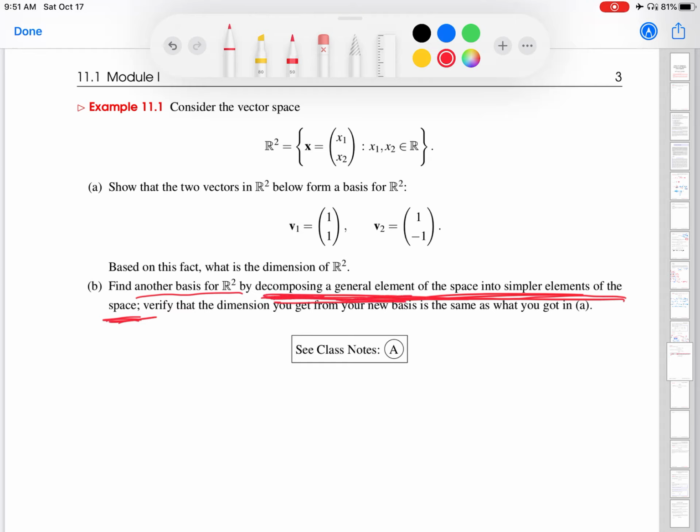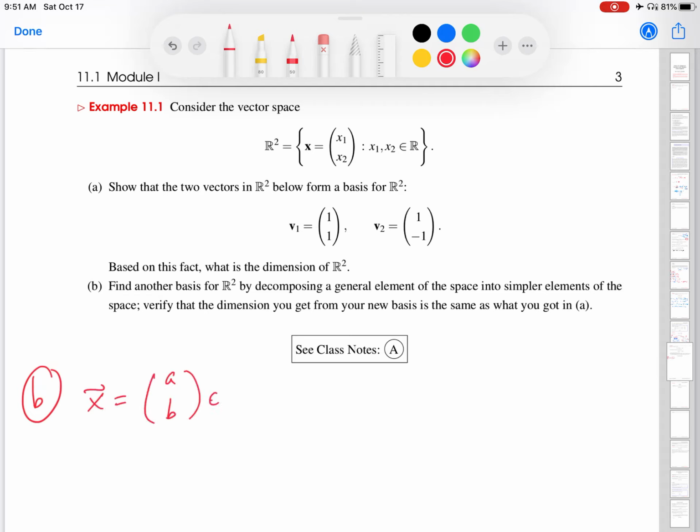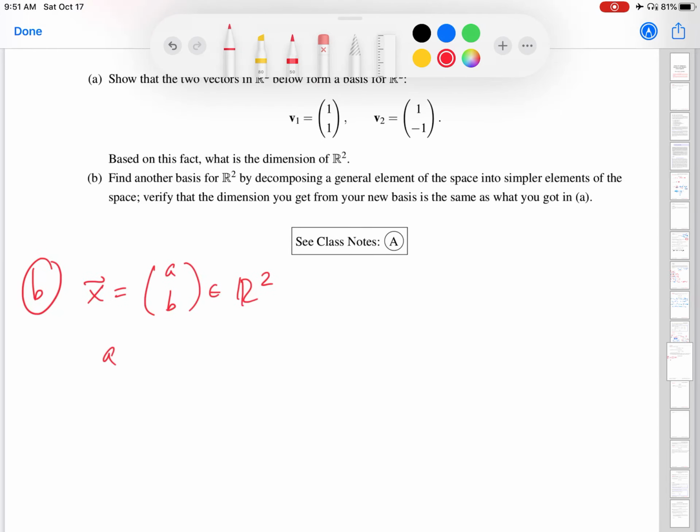Decomposing a general element of the space into simpler elements of the space. Okay? So let's start doing that so I can show you what that looks like. So what do I mean? Let's take a general element of the space, (A, B), in R2. I want to start with a vector (A, B) and decompose it into simpler vectors in R2.